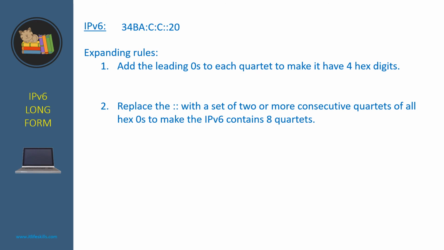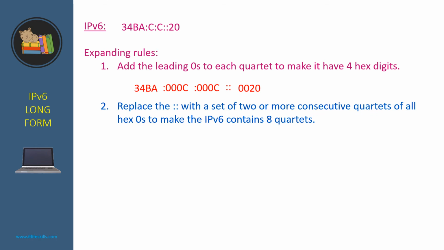It is very easy to expand an IP version 6 from short form to long form. Here are the expanding rules. First, we need to add the leading zeros to each quartet to make it have 4 hex digits. Let's add the leading zeros to each quartet of this IP version 6, which gives us this address.